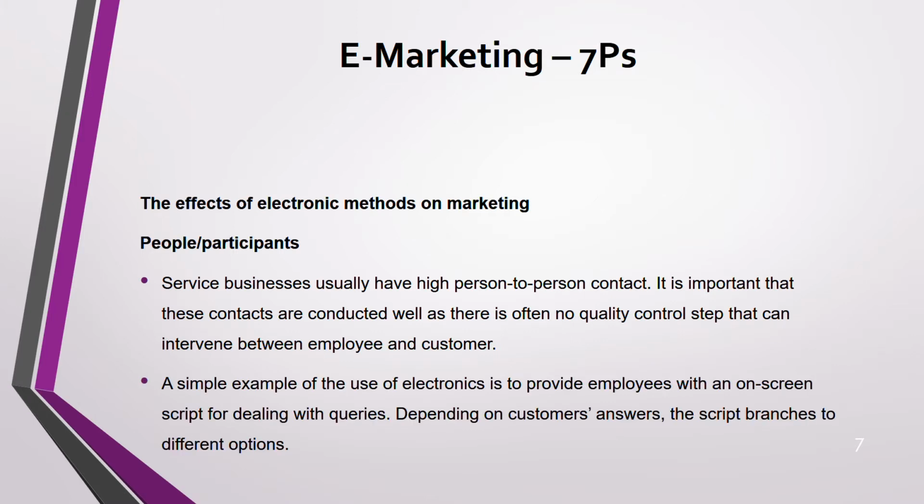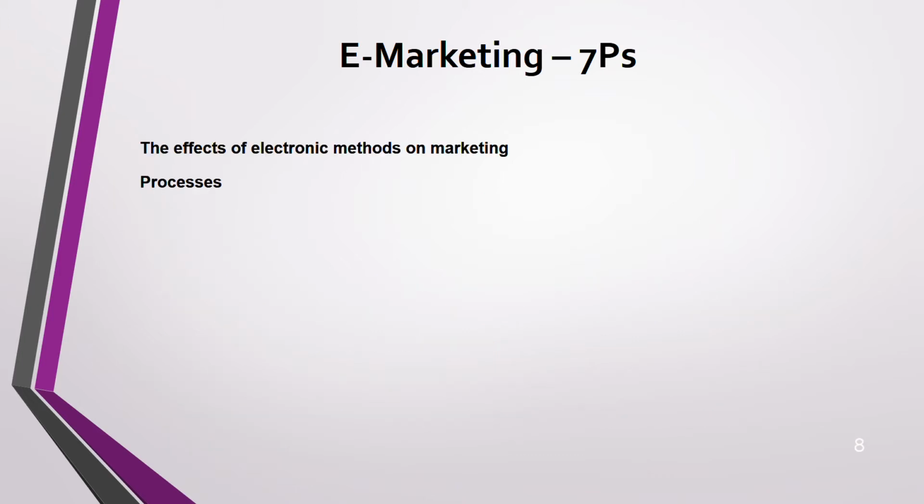A simple example of the use of electronic is to provide employees with an on-screen script for dealing with queries. Maybe all the employees will have an on-screen script, so if they know this is the query, this is how they need to deal with it. Depending on the customer's answer, the script branches to different options. If you see that customers' answers are different, which was not there on the script, you can change it.